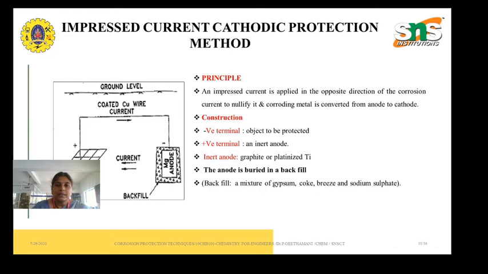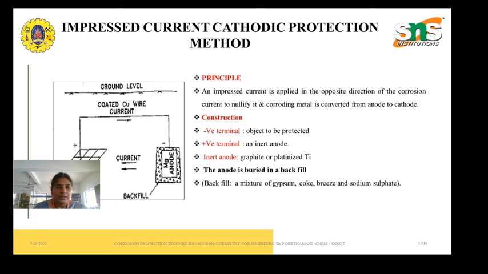Impressed current cathodic protection technique. This is a little different from the anodic part. In this method, an impressed current is applied in the opposite direction of the corrosion current to nullify it, and the corroding metal is converted from anode to cathode.